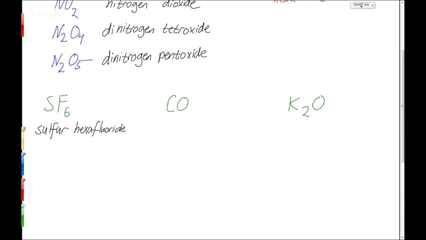You drop the mono on each one that's in the front? I thought it was just one. Right. Nope. Whenever there's just one in the front, you drop the mono. What about that middle one? Yeah, carbon monoxide. And then the third one?